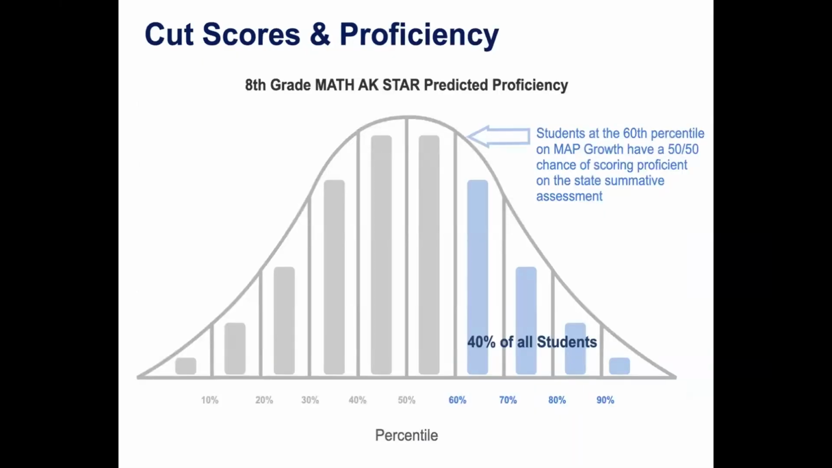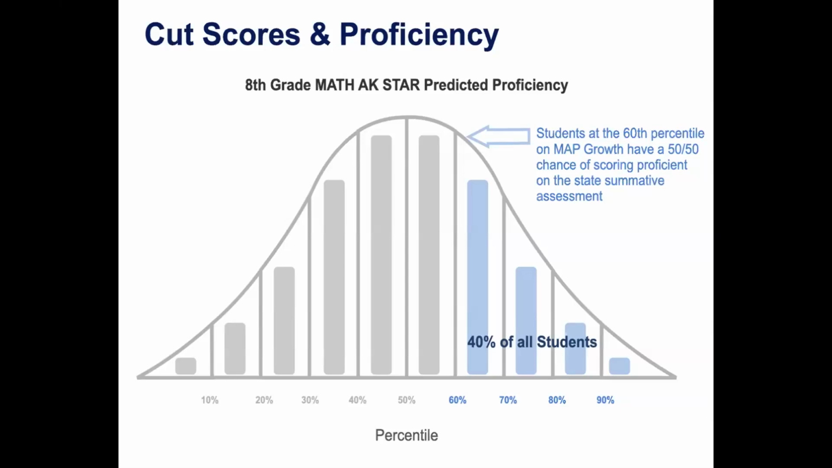The curve is an example of the MAP Growth assessment. It's a normative assessment. The purpose of MAP is to compare results of students across the nation. It doesn't say you're proficient or not proficient. It says, how do you compare to every other student at that same grade level across the nation? So if you look at that graphic, when you see the 60th percentile on the bottom, the kids to the right are probable or likely to be proficient in AK Star.